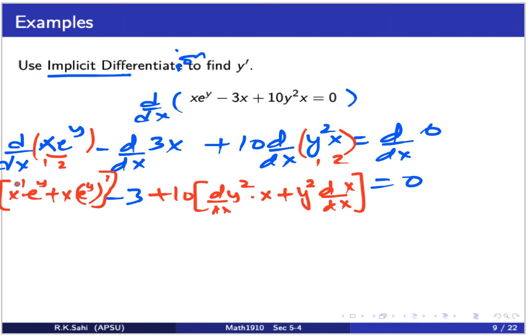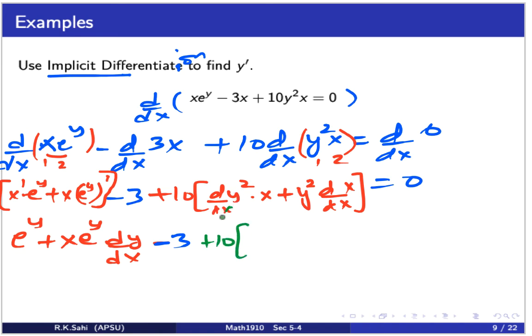Okay, the differential of x is 1. So it's e to the power y plus x times e to the power y. Now remember, e to the power y times dy by dx. And that's it, negative 3 plus 10. Now the differential of y squared.